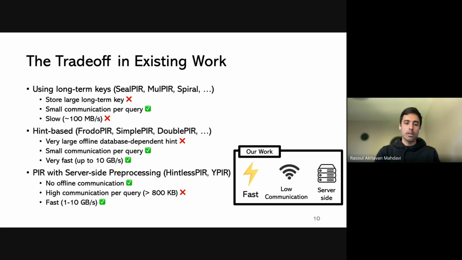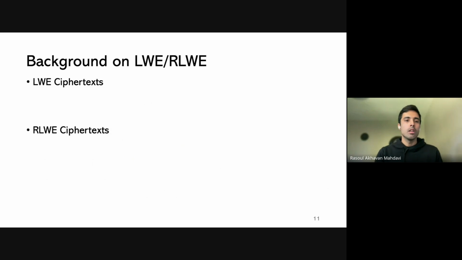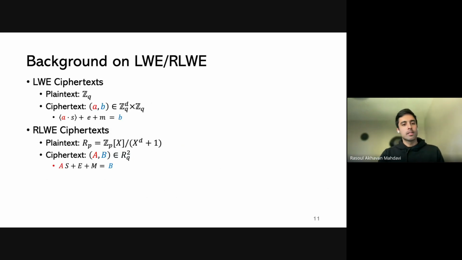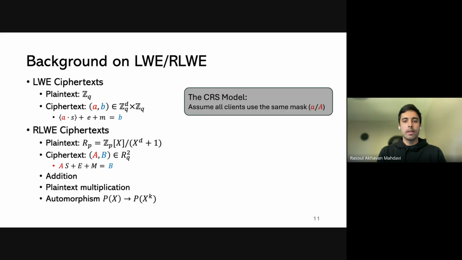So in our work, we're going to be trying to address these three problems at the same time. We're going to try to be relatively fast while having a lower communication cost per query, while only relying on server-side preprocessing. So I'll skip most of the background because I think the FHE community will mostly know about the structure of LWE and RLWE ciphertexts. But the big new thing that might be new for an FHE audience is what we call the CRS model that was also proposed in previous work.